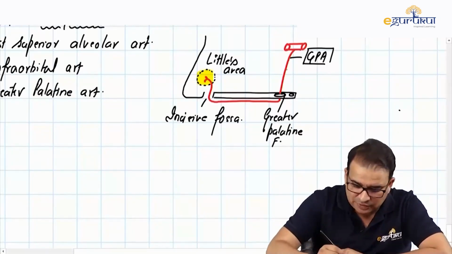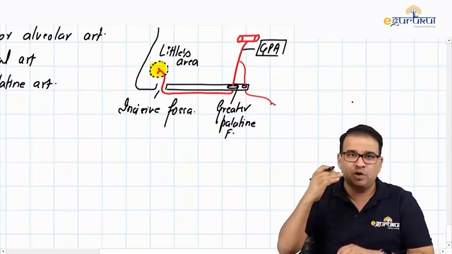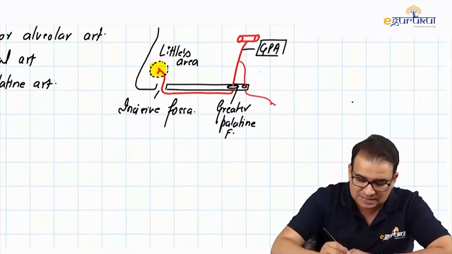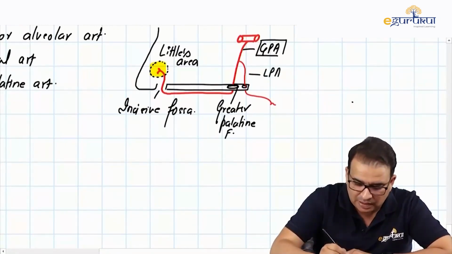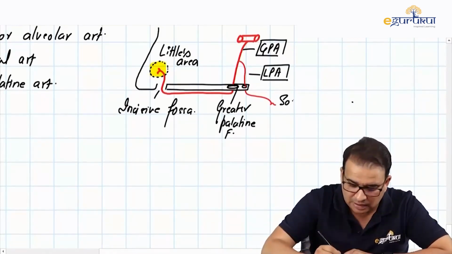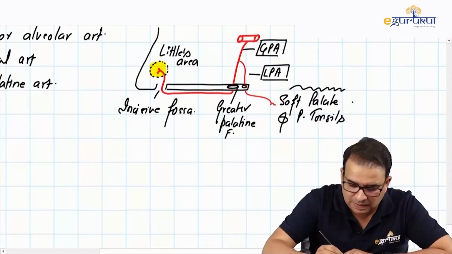Lesser palatine artery is a branch of greater palatine which will come out of this lesser palatine foramen, and then it goes posteriorly. And if you think about what is behind the hard palate to be supplied, we got a soft palate there, and on the side we have palatine tonsil. That's why this lesser palatine artery, I'm writing LPA, which is a branch of greater palatine, is going to supply the soft palate and palatine tonsils. Lesser palatine artery supplies the soft palate and palatine tonsil.